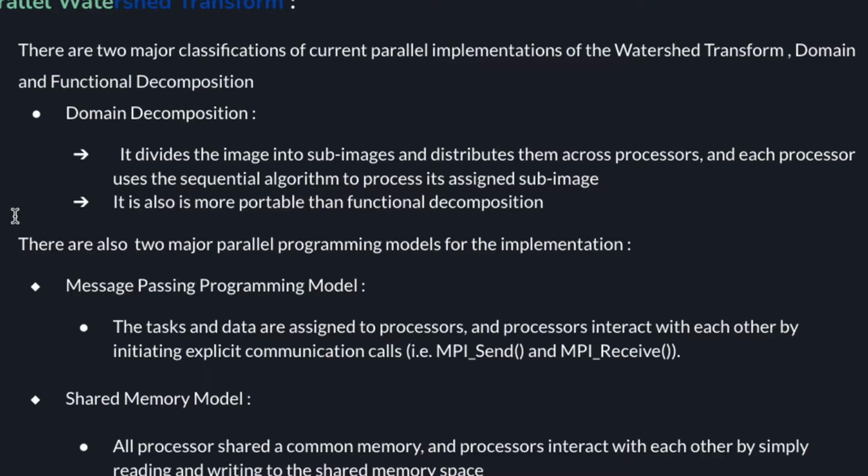There are also two dominant parallel programming models that we use throughout the presentation, which are the message passing programming model and the shared memory programming model. In the message passing programming model, tasks and data are assigned to processors, and the processors interact with each other by initiating explicit communication calls. Whereas in the shared memory model, all the processors share a common memory and the processors interact with each other by simply reading and writing to the shared memory space.